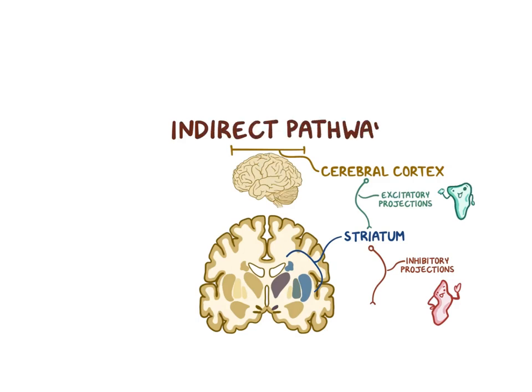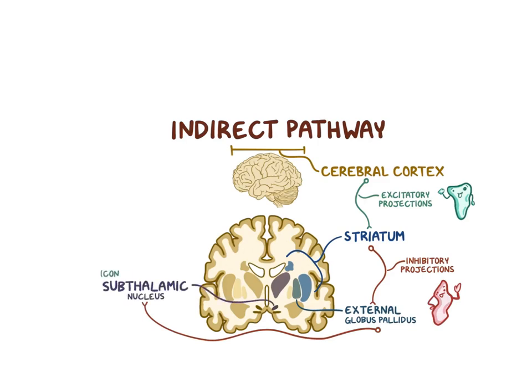In the indirect pathway, the cerebral cortex sends excitatory projections to the striatum once again. But this time, the striatum sends inhibitory projections to the external globus pallidus, rather than the internal globus pallidus. Then the external globus pallidus sends inhibitory projections to the subthalamic nucleus, which are constantly active. Similar to before, if the striatum inhibits the external globus pallidus, then the external globus pallidus cannot inhibit the subthalamic nucleus. Once more, the two negatives cancel out, and as a result, the subthalamic nucleus is free to send excitatory projections out.